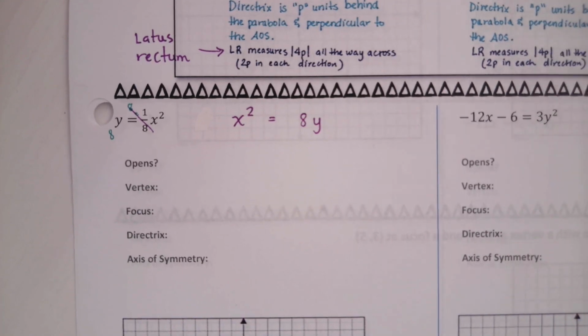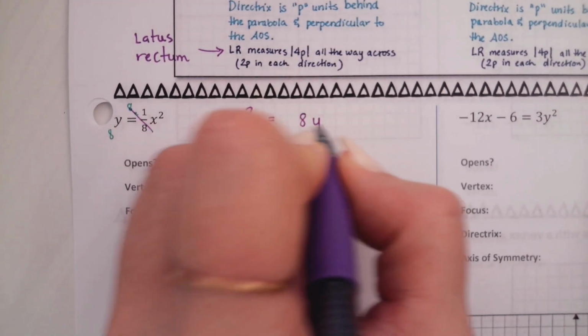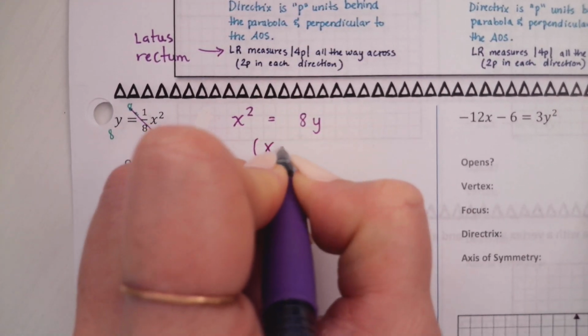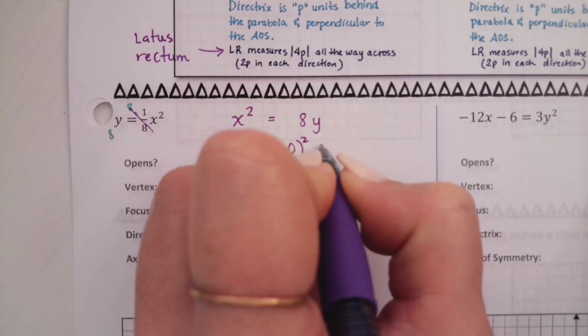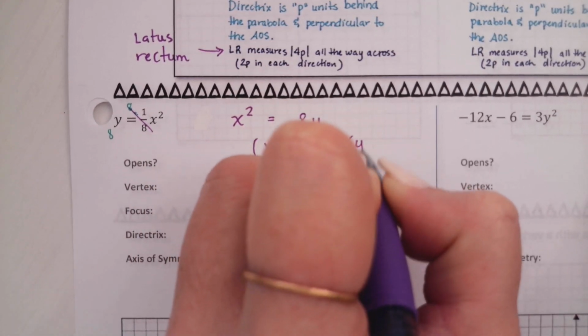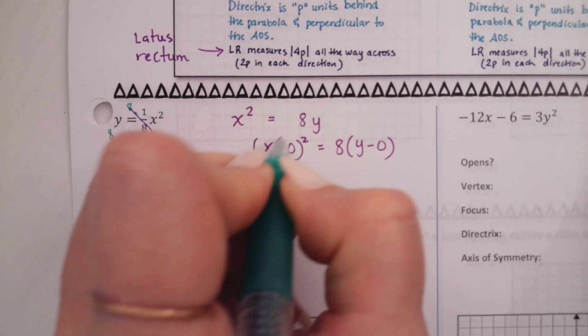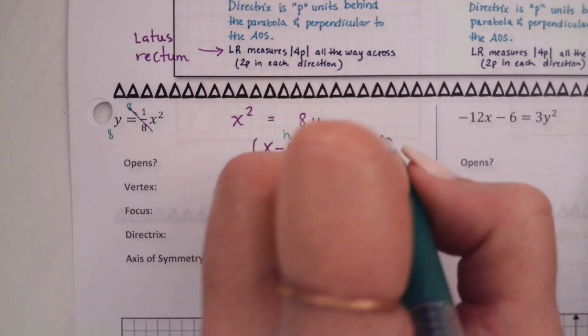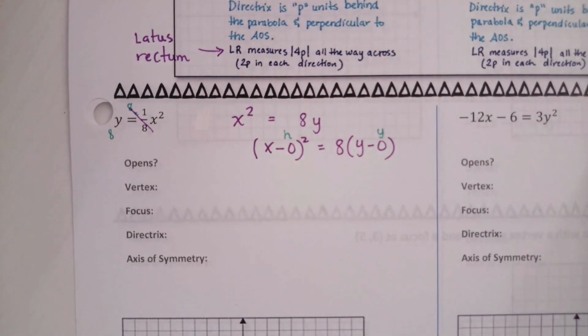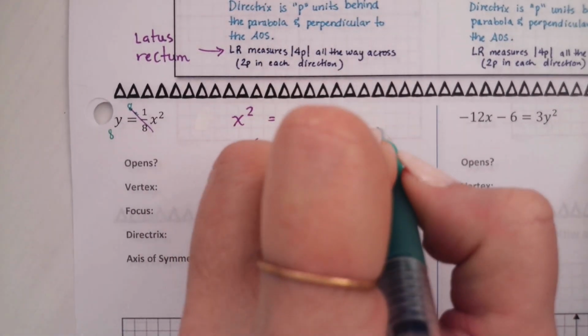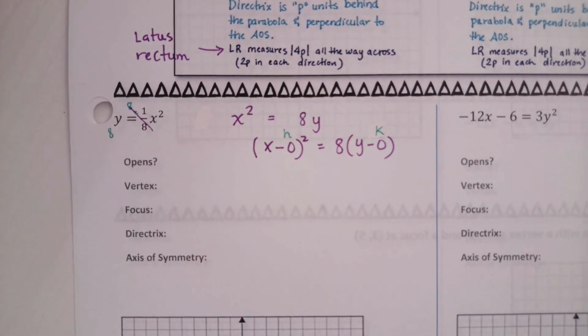Now, this is technically in standard form. I know it doesn't look like it, and the reason is that your h and k are both 0. So if you were to write in the h and k, you would have x minus 0 squared equals 8 times y minus 0. And then you can definitely see your h is over here paired with the x. I wrote y, it should be k. Your k is over here paired with the y. Okay, now it's in standard form.